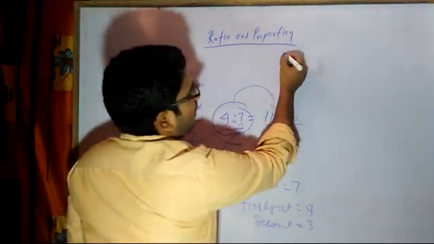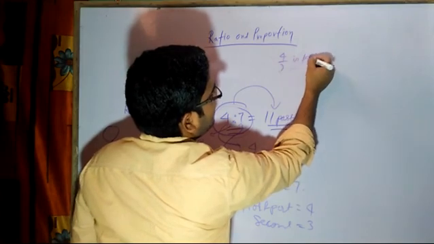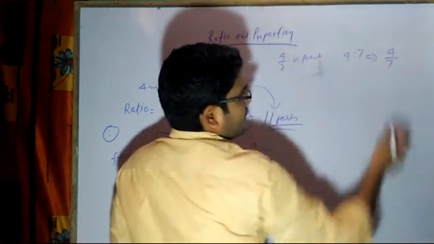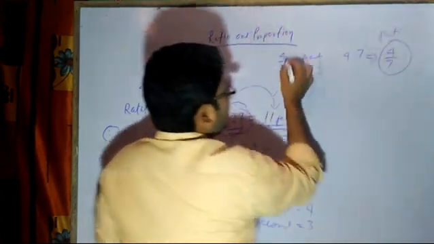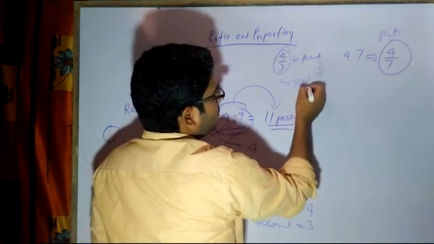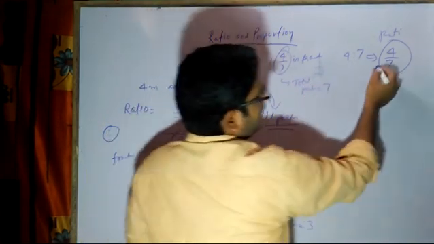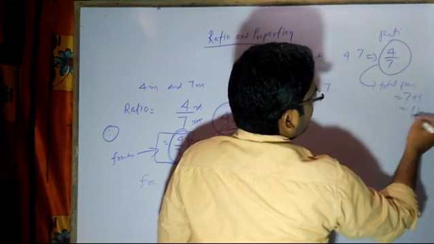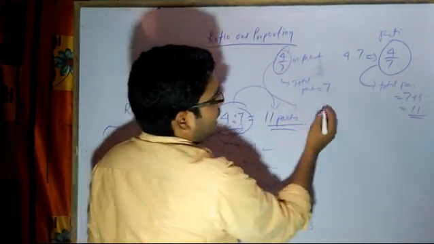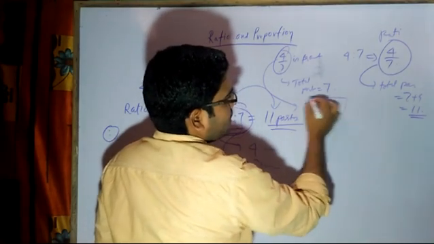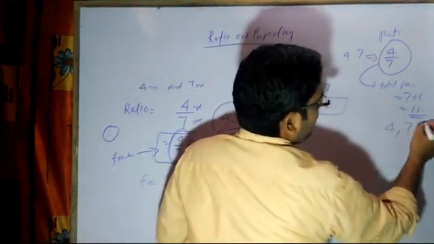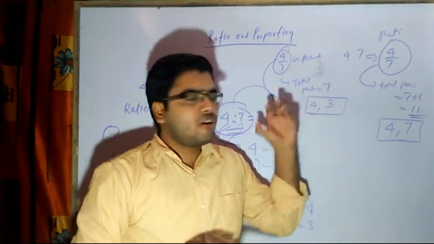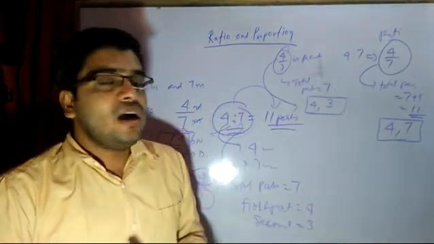So if I say 4 by 7 is a fraction, and if I say 4:7 and I write this in the form of the fraction 4 by 7, then for the fraction the total parts is equal to 7, while for the ratio the total parts will be 7 plus 4, that means 11. For the fraction the first part is 4 and the second part is 3, whereas for the ratio the first part is 4 and the second part is 7. So this is the basic difference between ratio and fraction.